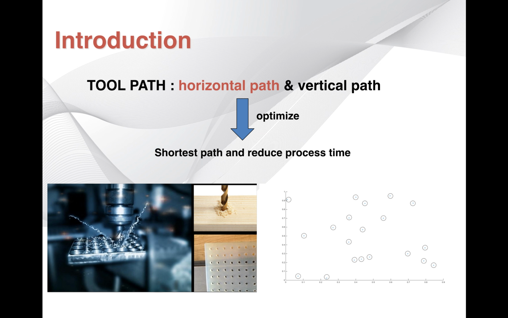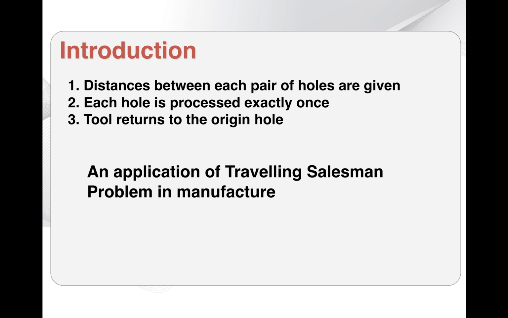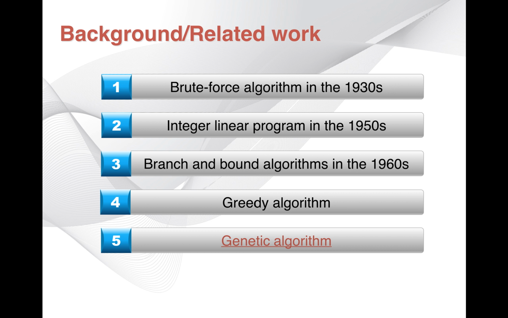But what if holes are randomly distributed, like the picture on the right? There are some things we should know about the drilling machine. First, the distance between each pair of holes is given. Second, each hole is processed exactly once. Third, returning to the original hole makes this actually an application of the traveling salesman problem in manufacturing.